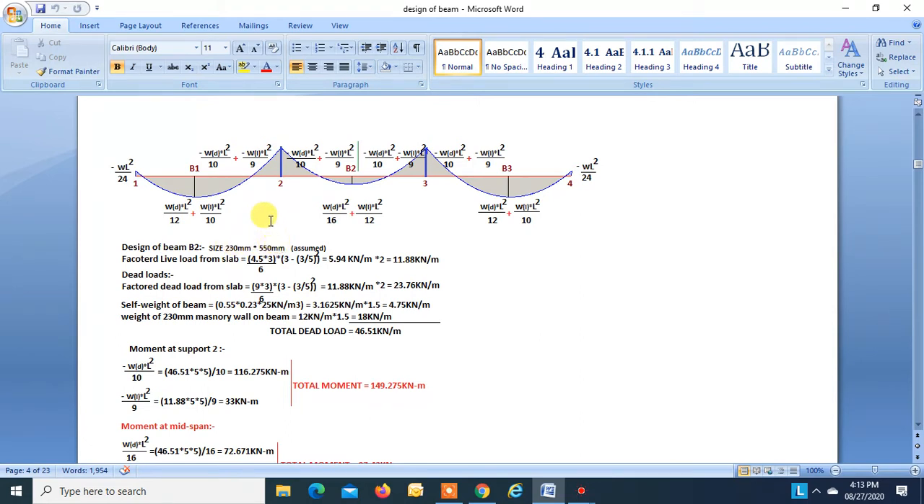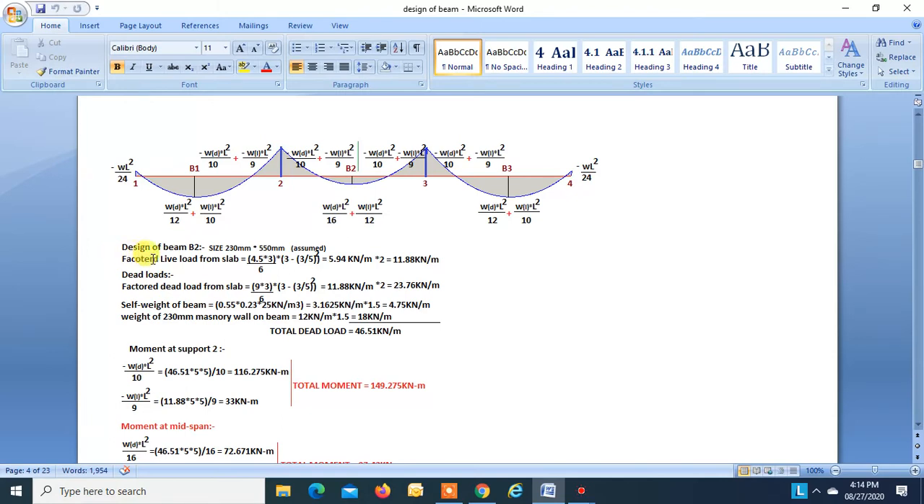In case of a beam, the depth is assumed by practical aspect: for the number of feet in the span, the number of inches of depth should be greater than that. So I am going to assume it as 550 mm. Now we will have to find the loads, live loads and dead loads.